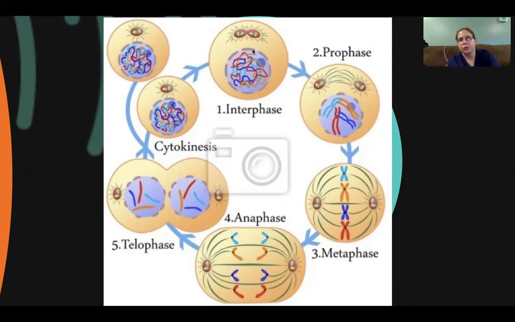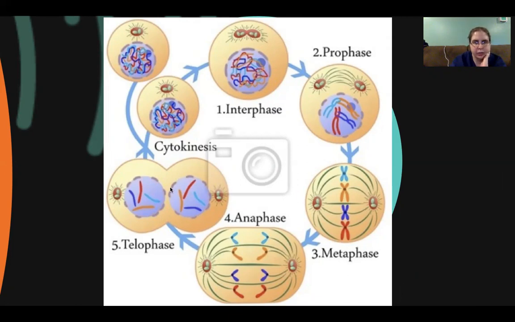Now we switch to M phase. So we go to prophase first, nuclear membrane disappears, chromosomes become visible, centrioles begin to move, and they're starting to form their spindle fibers. Metaphase, the centrioles are on opposite ends. Their spindle fibers have attached to the centromere of the chromosomes and line them up in the center of the cell. Anaphase, the sister chromatids are split and dragged to opposite ends of the cell.